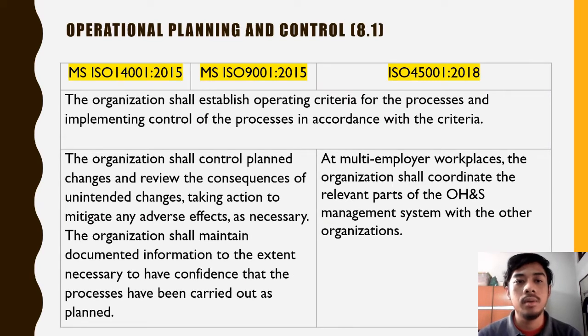For subclause 8, operational planning and control 8.1, the three ISOs share the same similarity, which is that the organization shall establish operating criteria for the processes and implement control of the processes in accordance with the criteria. Both ISO 14001 and 9001 share the same purpose, which is that the organization shall control planned changes and review the consequences of unintended changes, taking action to mitigate any adverse effects as necessary. But ISO 45001 concludes that at multi-employer workplaces, the organization shall coordinate the relevant parts of the occupational health and safety management system with the other organizations.